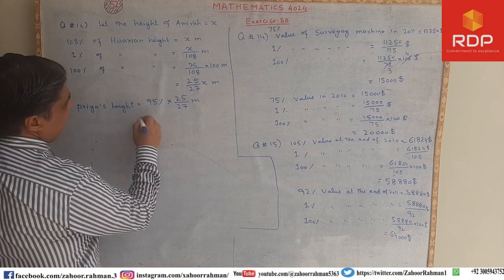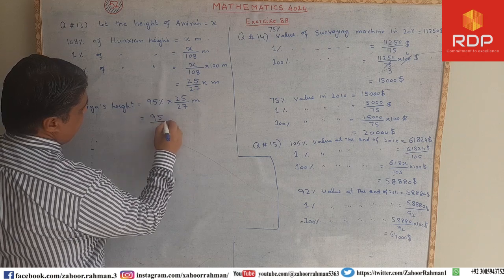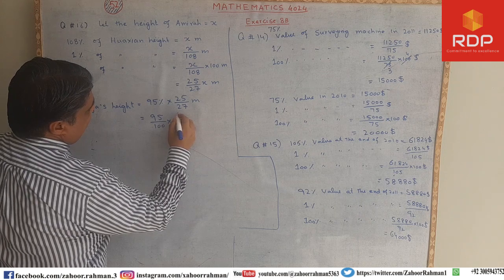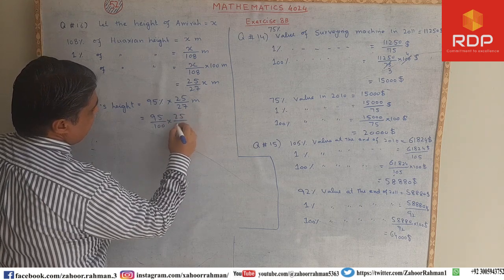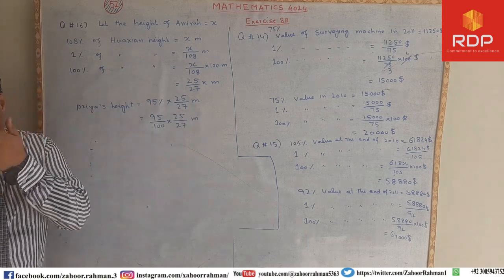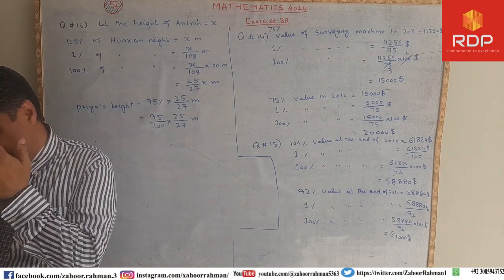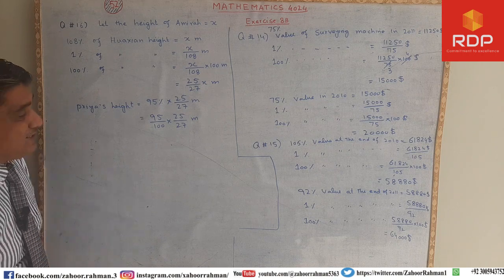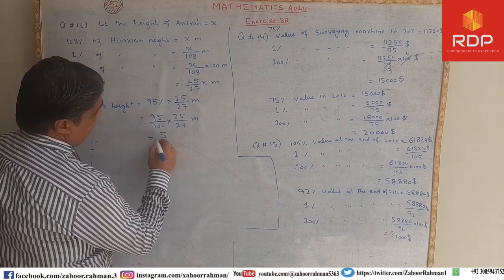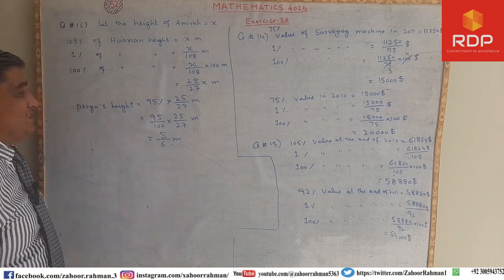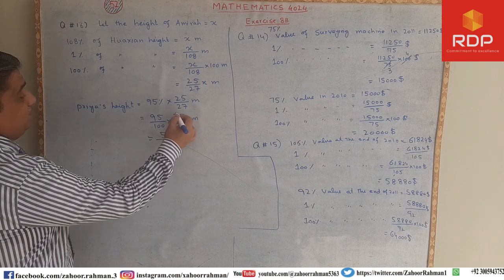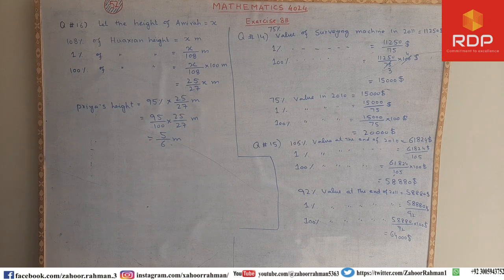So if we are finding 90% multiplied by 25x divided by 27 meter, we are getting it as 5x divided by 6 meter. 5x divided by 6 meter. Now it's your job to work this out by cancelling, and similarly like this.